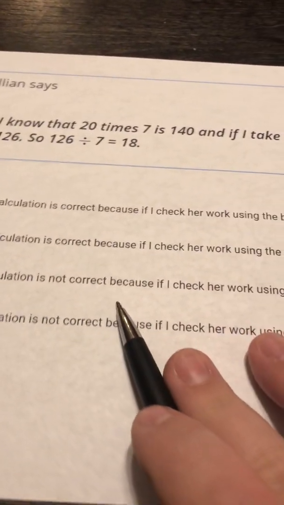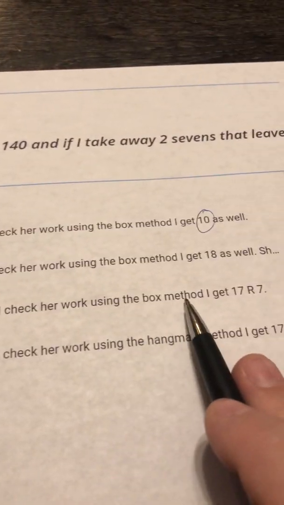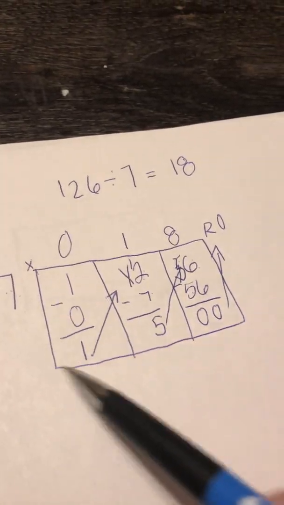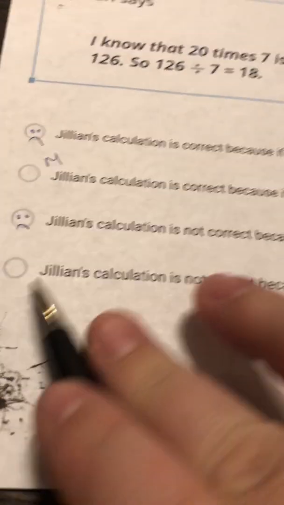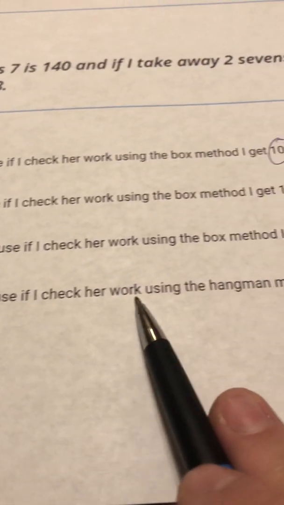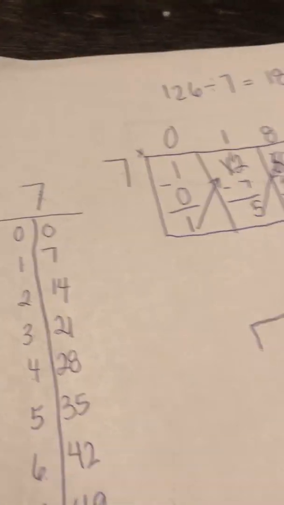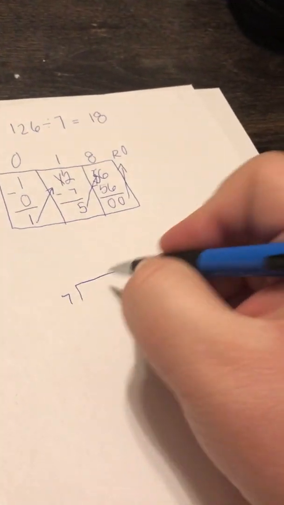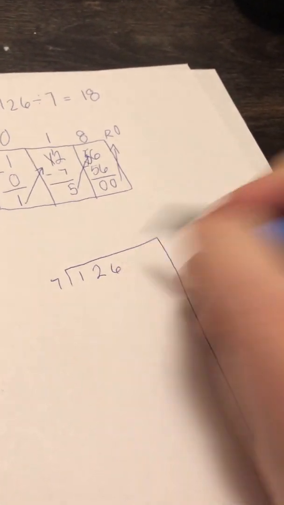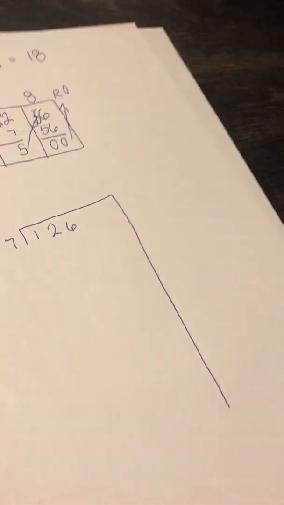Jillian's calculation is not correct because if I check her work using the box method, I get 17 R 7. Let's look at my box method again. Did I get 17 remainder 7? No, I did not. So we're going to go back here and we're going to do a frowny face. No. Jillian's calculation is not correct because if I check her work using the hangman method, I get 17. So let's do the hangman method. Okay, so we have 7, 126. Okay, so we're going to do the hangman method, and let's see if we get 17.